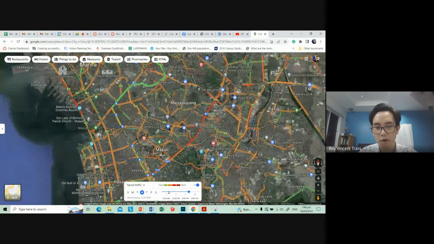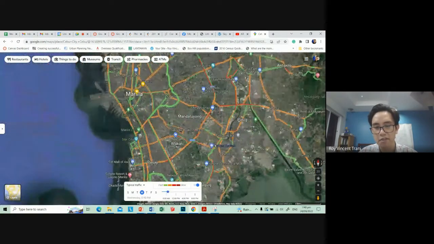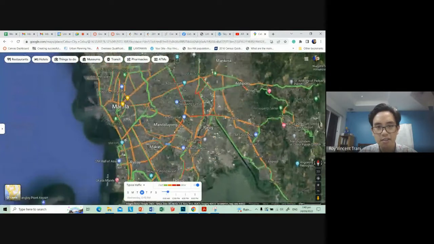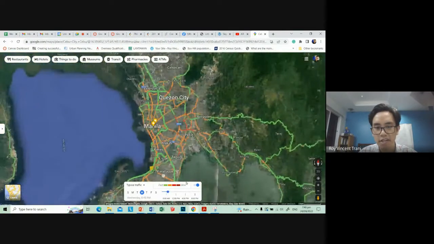Let's take a look at the morning rush hour. Is it less than the afternoon and evening rush hour? A little bit less. Let me zoom out a bit more, green. And if I move it back to 6 p.m., there's more red. It seems like this area here, a bit north of Makati, is always green. And maybe someone from Manila can explain why.